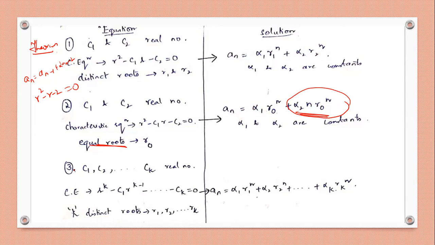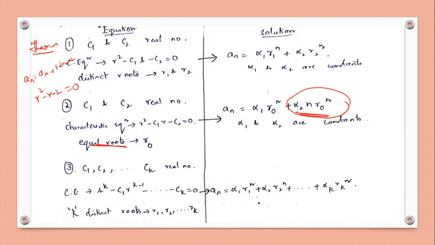Now, theorem 3 is if we have distinct roots, more than 2, that is, if we have 3 or more distinct roots. So if we have C1, C2 up to Ck as real numbers and we have k roots, suppose k different roots, then our equation will have as many terms as we have roots.